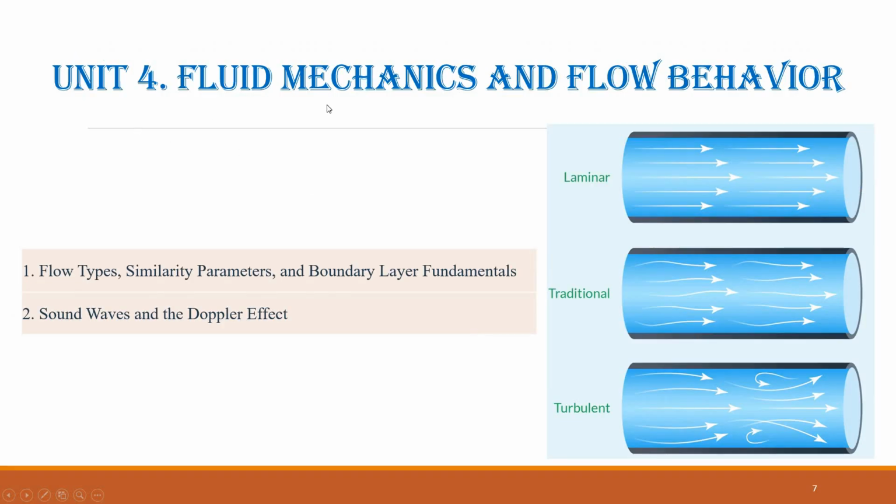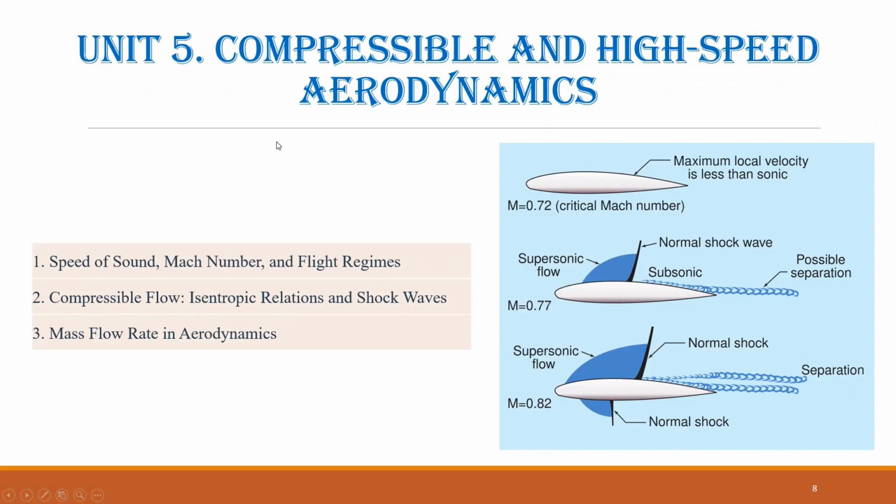Here's an overview of Unit 4, fluid mechanics and flow behavior. 1. Flow types, similarity parameters, and boundary layer fundamentals. 2. Sound waves and the Doppler effect. Here's an overview of Unit 5, compressible and high-speed aerodynamics. 1. Speed of sound, Mach number, and flight regimes. 2. Compressible flow, isentropic relations, and shock waves. 3. Mass flow rate in aerodynamics.